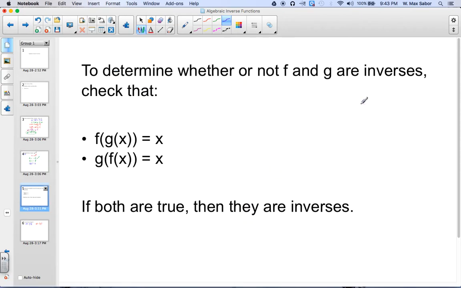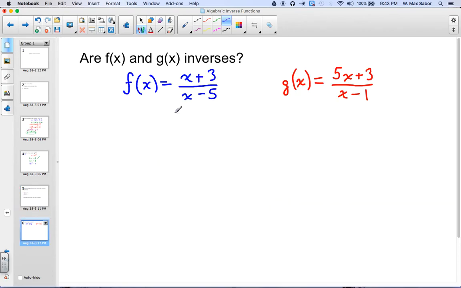How do we tell that two functions are inverses? Well, let's go back to the definition. Two functions are inverses if and only if you plug one of them into the other and you get out x both times. So if both are true, then they're inverses. So I have these two functions. How do we check that they're inverses? First of all, let's figure out what f of g is.